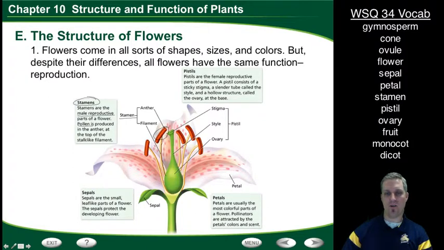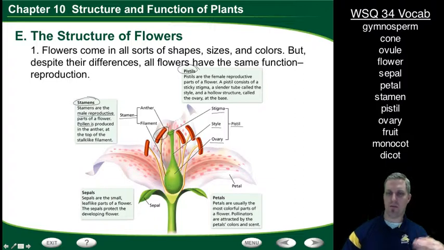So you have the anther, which sits at the top. That's where the pollen's produced. You have the filament, which holds that up high near where the insects are going to come. The female reproductive part of the flower is called the pistil. The pistil is made up of 3 different parts: the stigma, the style, and the ovary.